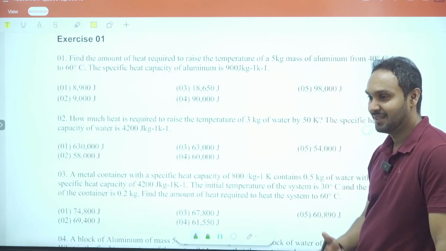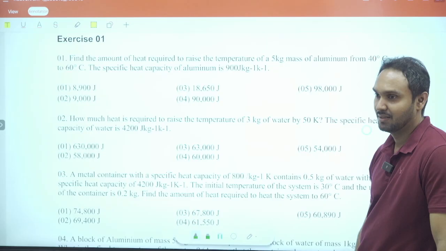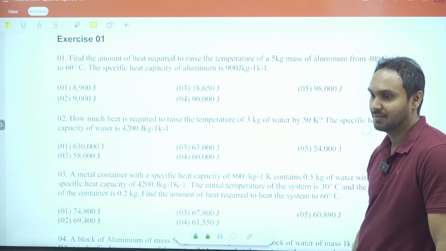Now use it now. Find the correct answer. I think I have a calculator, not a mobile calculator.